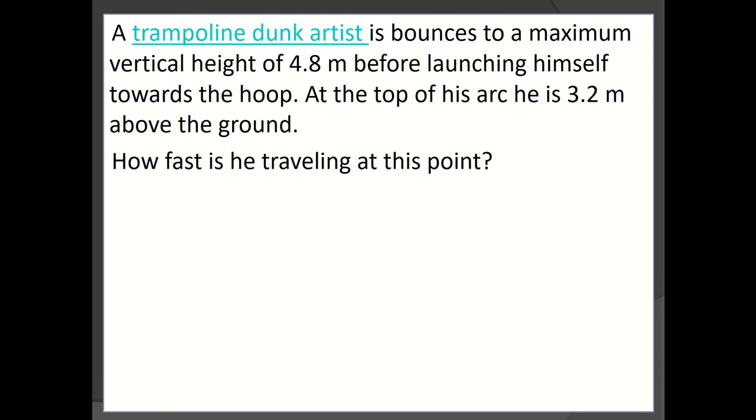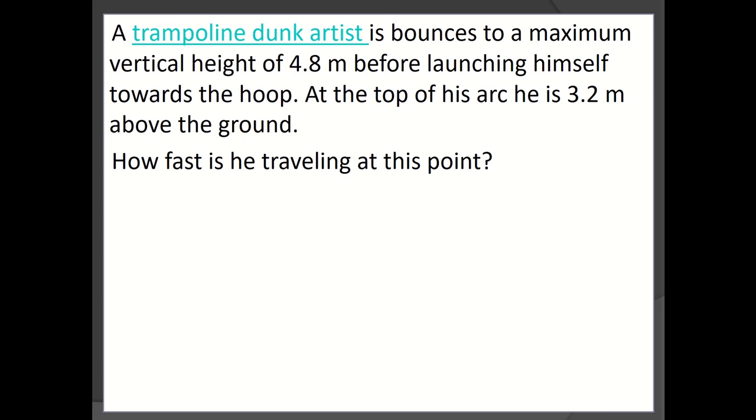In this case, we have a trampoline. A dunk artist is bouncing to a maximum height of 4.8 meters before launching himself towards the hoop. At the top of his arc, he is 3.2 meters above the ground. How fast is he traveling at this point? All right, so in our case, we're looking for the speed. So we're trying to find the kinetic energy.